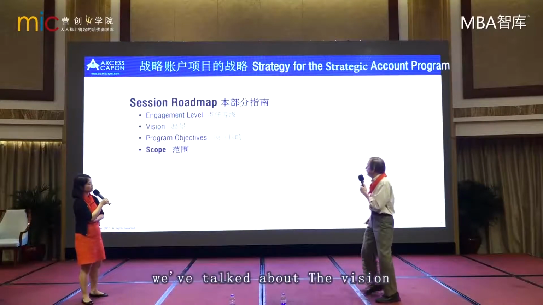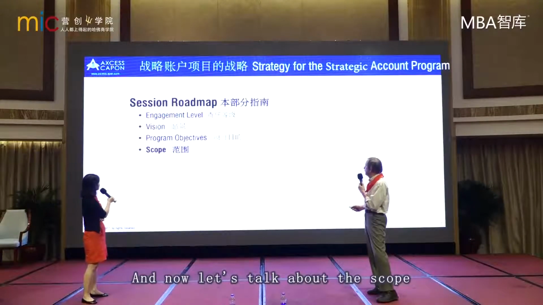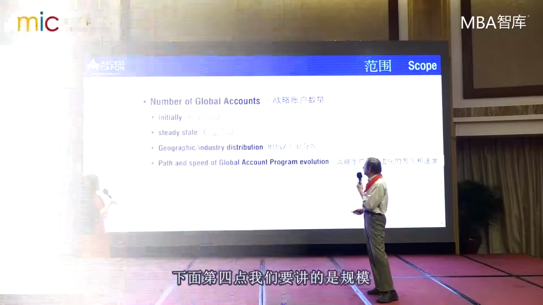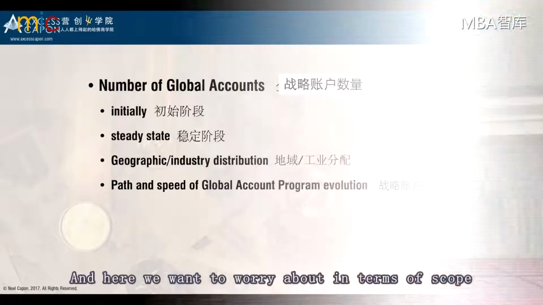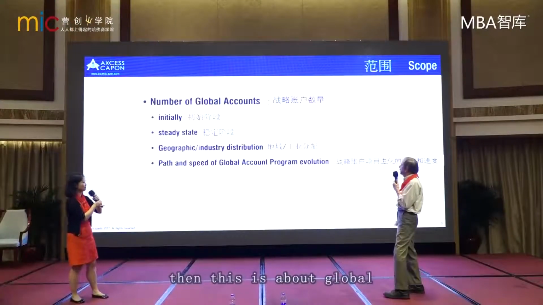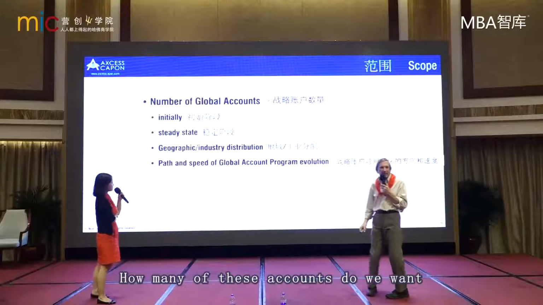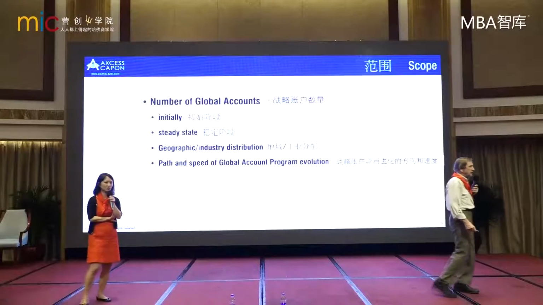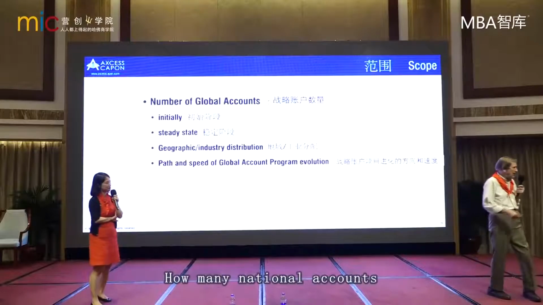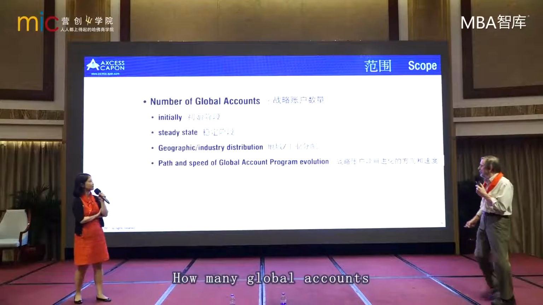Okay, so we talked about engagement level then, which was the type of program. We've talked about the vision, we talked about the objectives, and now let's talk about the scope. And here we want to worry about, in terms of scope, how many of these accounts do we want? How many national accounts? How many regional accounts? How many global accounts?